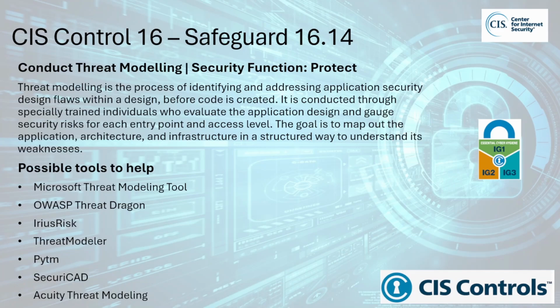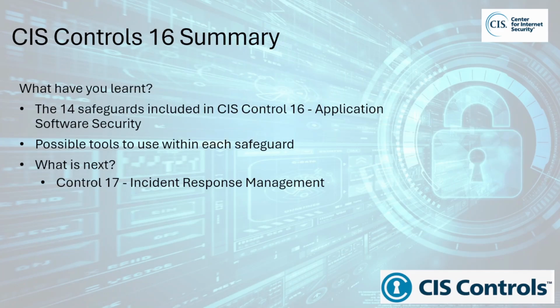Possible tools to help include the Microsoft Threat Modeling Tool, OWASP Threat Dragon, IriusRisk, Threat Modeler, PyTM, securiCAD, and Acuity Threat Modeling. In this lesson you have learnt the 14 safeguards included in CIS Control 16, Application Software Security, the implementation group of each safeguard, and possible tools to use within each safeguard.